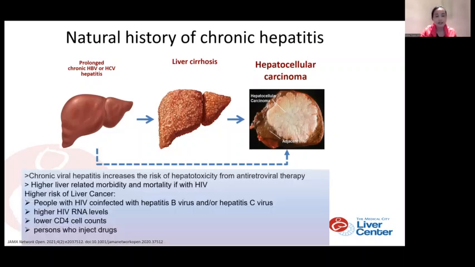But in HIV, there is the additional consideration that if you have chronic viral hepatitis, you should be more wary of drug-induced toxicity from antiretroviral therapy. There's also higher liver-related morbidity and mortality if you have HIV. And there's higher risk of liver cancer, especially in patients who are co-infected with hepatitis B or hepatitis C, especially in patients who have low CD4 counts, higher HIV RNA levels, and PWIDs.